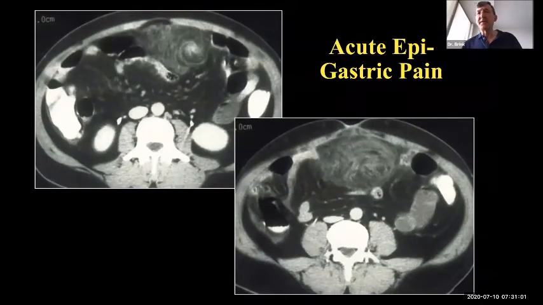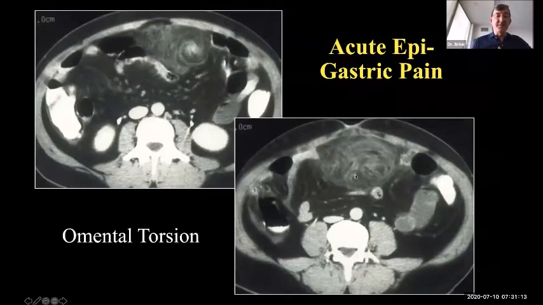The greater omentum can also do some unusual things. Anyone care to offer a diagnosis in this patient with acute epigastric pain? We see a rather swirled appearance here of the fat within the greater omentum. This is omental torsion. It's said that the right leaf of the omentum torses more commonly than the left, but in this case, I believe it's the entire omentum that's torsed, given the size and central location of this finding.